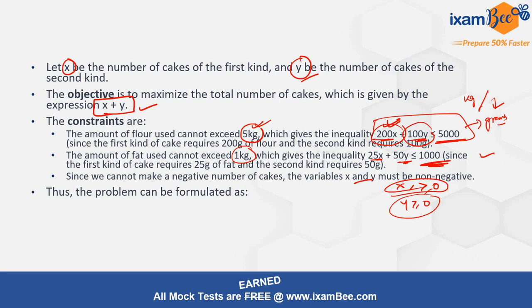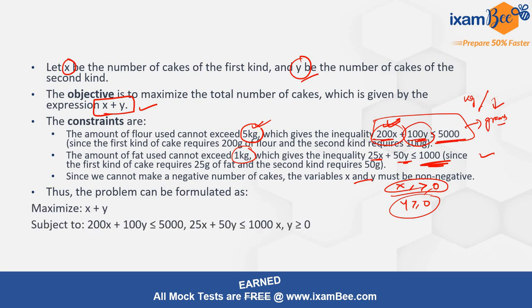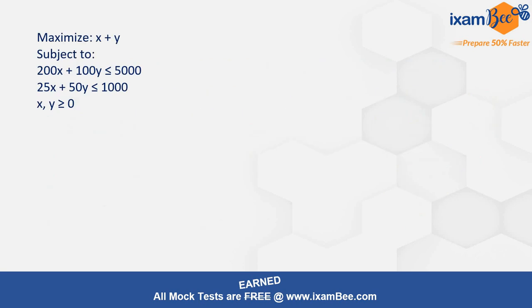So we can now concisely write the problem as: maximize X plus Y, that is, find the maximum number of cakes, subject to the constraints 200x plus 100y less than or equal to 5000, and 25x plus 50y less than or equal to 1000, and x and y greater than or equal to 0. So this is our problem. First we had a problem in the form of sentences. Now we have interpreted this and converted the problem mathematically.